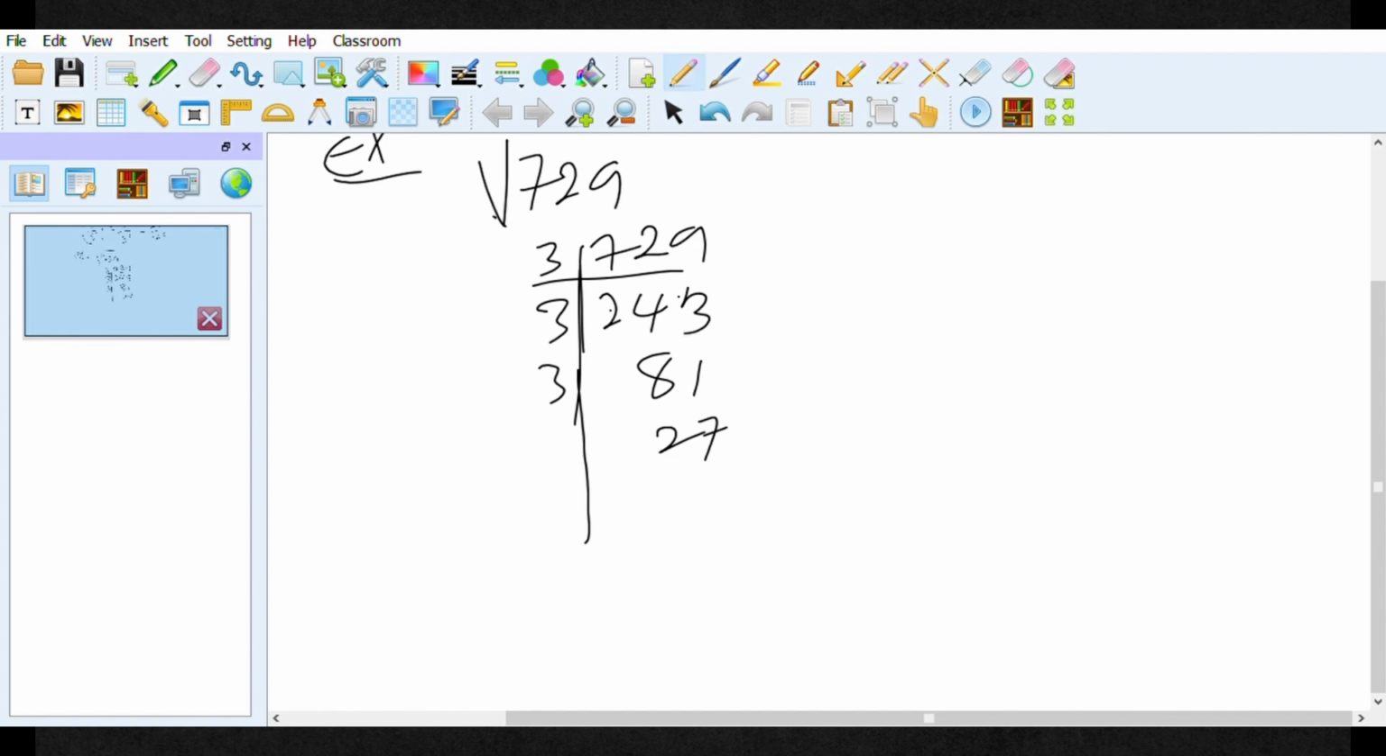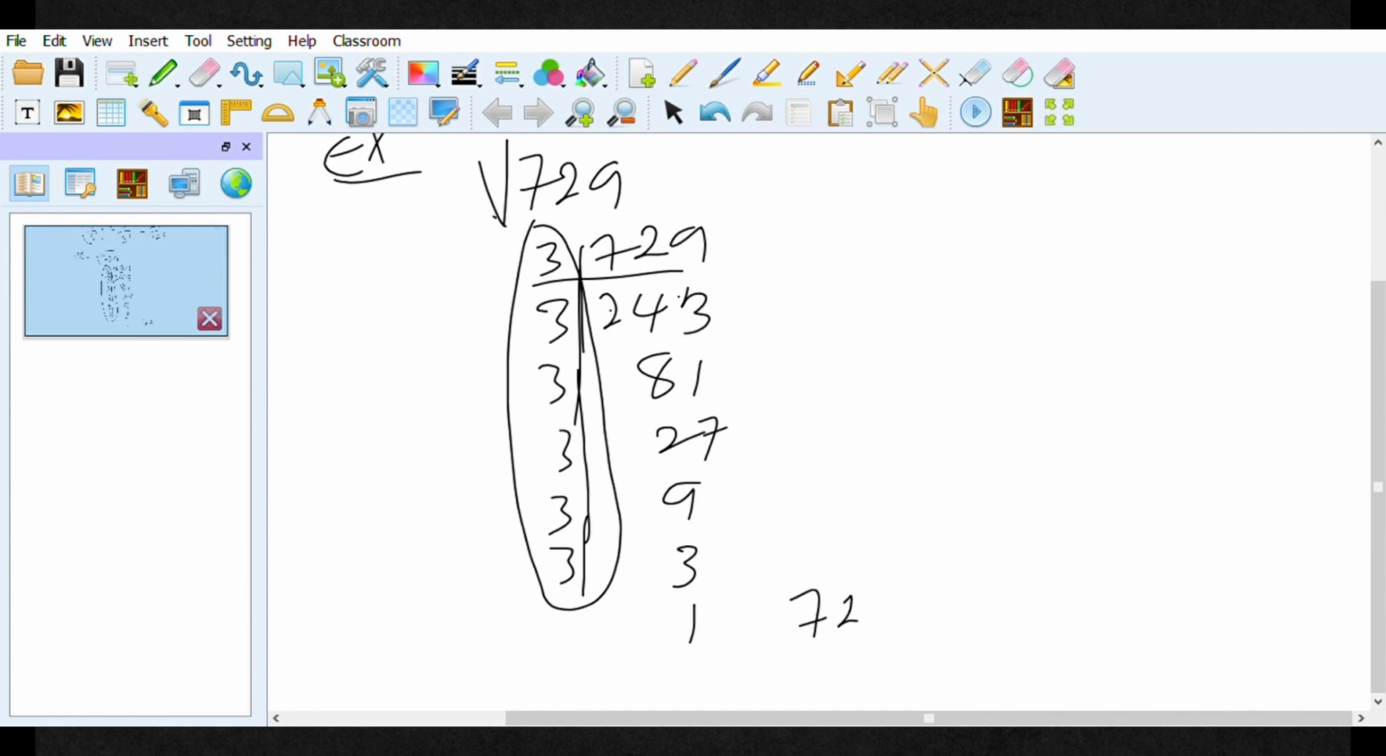Can 27 be divided by 2? No. Can 27 be divided by 3? Yes. What does that give us? 9, because 3 times 9 is 27. Okay, so quickly we know 9 can be divided by 3 to give us 3, and 3 can be divided by 3 to give us 1. Once we get to 1, we stop the division and we take all of these numbers we used to divide. So what this means is that if we want to write 729 as a prime factor, we can write it as 3 times 3 times 3 times 3 times 3 times 3.